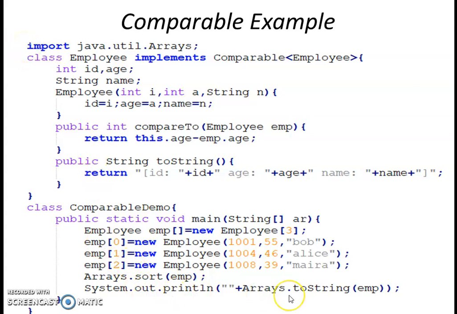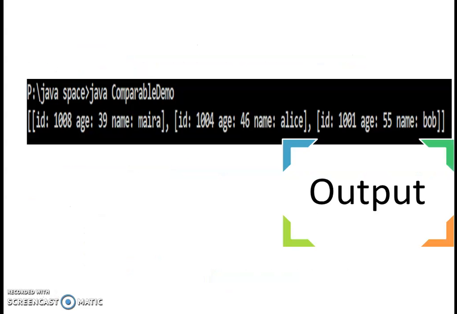So when we run this code, it will display objects in sorted order based on their age, right? When we compile this code and run this code, the output will be, here you can see, first object age is 39, next object age is 46, and next object age is 55. So we have sorted objects, and sorting is done based on age because this is the logic inside the compareTo method. Hope this output is clear.